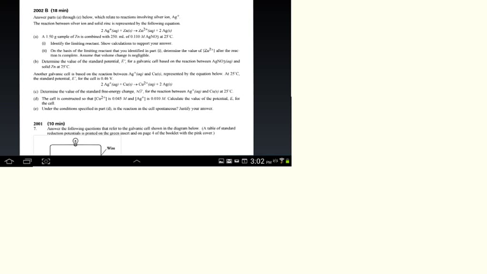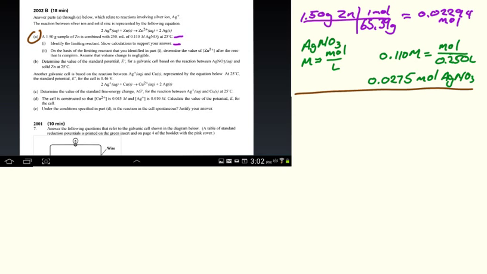All right, the number 2002B question, we're going to start off with part A. A 1.5 gram sample of zinc is combined with some silver nitrate, and they want to know what is the limiting reactant. So in order to do that, we've got to get the two chemical amounts in moles first. So here are the mole amounts. We have this many moles of zinc and this many moles of silver nitrate.